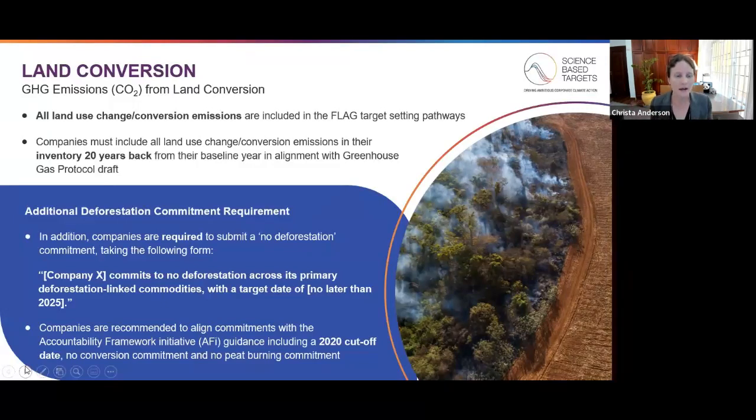In addition to that, FLAG requires a deforestation commitment. So when companies set their FLAG target, they also need to submit a no-deforestation commitment that takes this form: Company X commits to no deforestation across its primary deforestation-linked commodities with a target date of year, no later than 2025. When companies set these deforestation commitments, they're recommended to align them with the Accountability Framework Initiative, and that includes a 2020 cutoff year and also targets for no conversion and no peat conversion. Next slide, please.